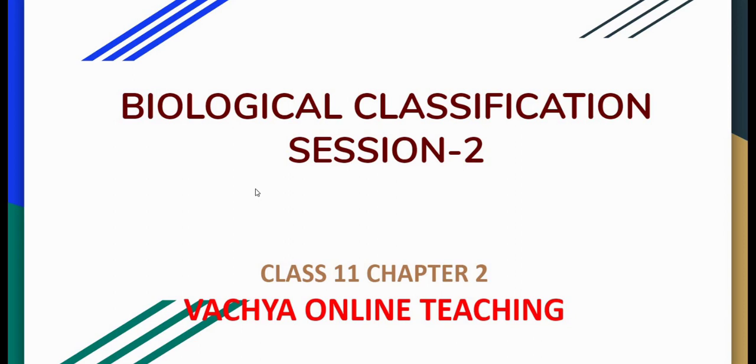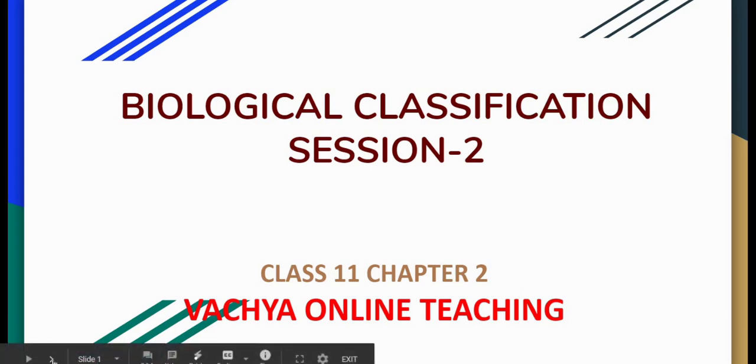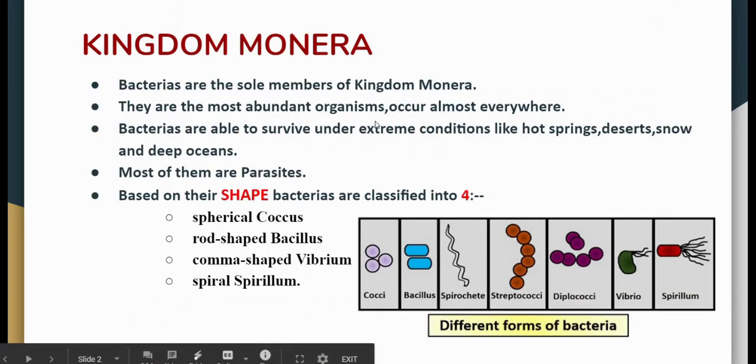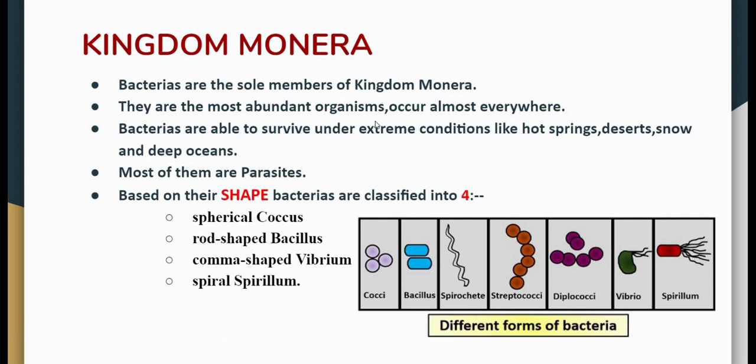Today also we discuss biology classification, which is chapter 2 of class 11 CBSE, and today we discuss the kingdom Monera, which is the first kingdom in the 5 kingdom classification put forward by R.H. Whittaker in the year 1969. The kingdom Monera consists of all the prokaryotic members, or we can say that kingdom Monera is a kingdom exclusively for all the prokaryotic members, and the sole members of this kingdom are bacteria.